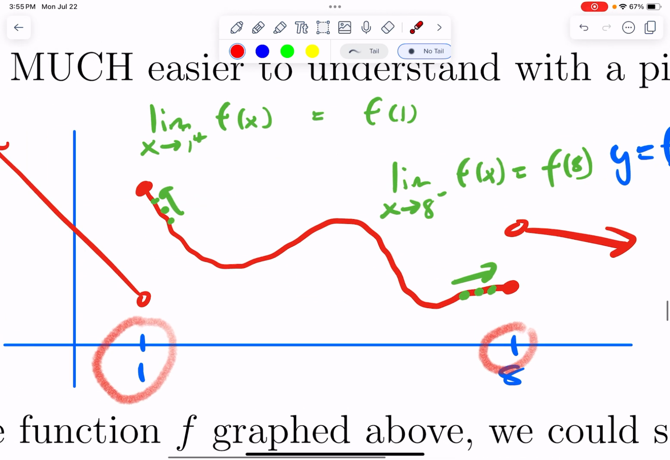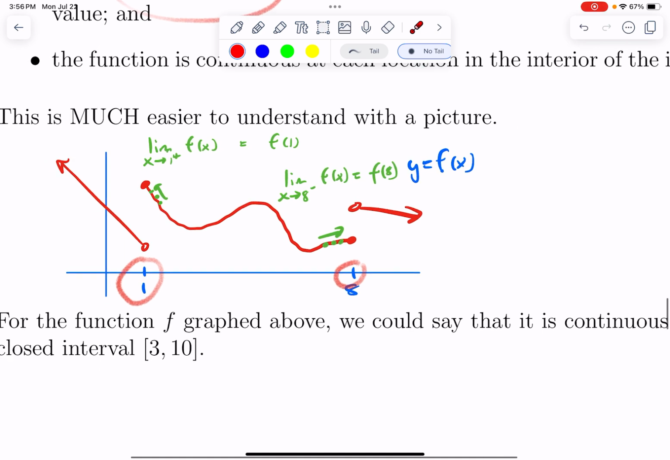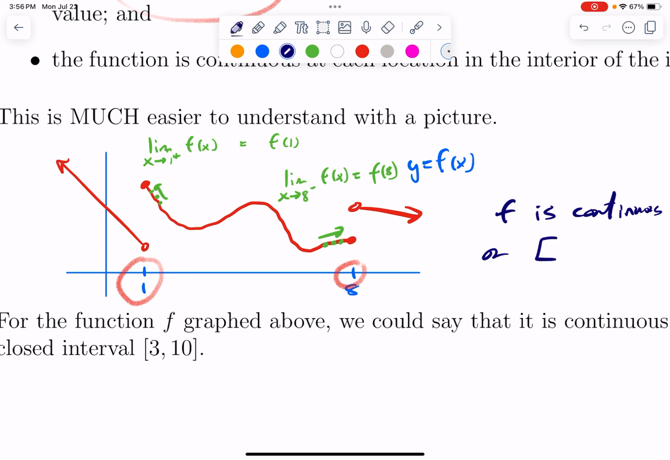And then anywhere strictly in between, it's continuous, right? Continuous here and here and here and here and here and here. So it's continuous at all of these places in between. At the left endpoint, it's continuous in the way we care about because of the interval. On the right end, it's what we care about in terms of the interval. There we can say that this function f is continuous on the closed interval from 1 to 8.